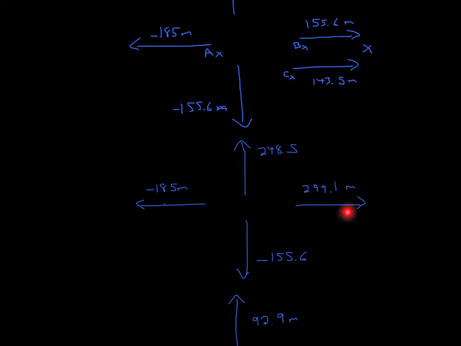We have 299.1, and I just redrew all the other arrows. So like I said, if this was a tug of war, 299 people are pulling this way, 185 people are pulling this way. The 299 is going to win, so this is going to cancel out, and you can add these together, but the overall force will be going that way because there's more people.